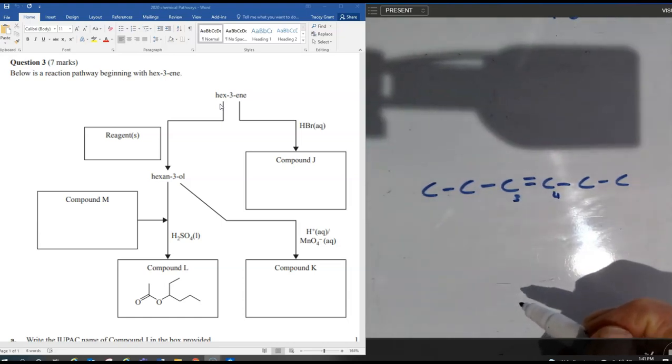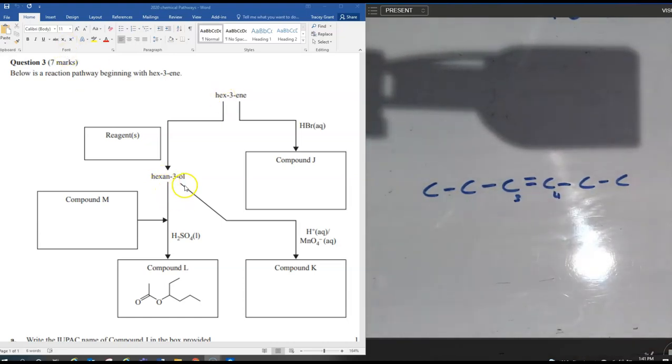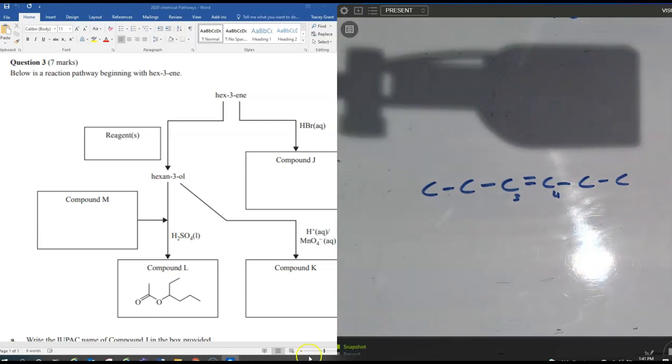Alright, so we're going to turn our hex-3-ene into hex-3-ol. So you can see this is that pathway that we're looking at. The addition, so the double bond, the alkene turning into alcohol. And obviously the poster that we've been using is not going to be the same as what's on the exam. There's too many things, I can't drag it up. So you need to recognize the steps no matter how it's drawn.